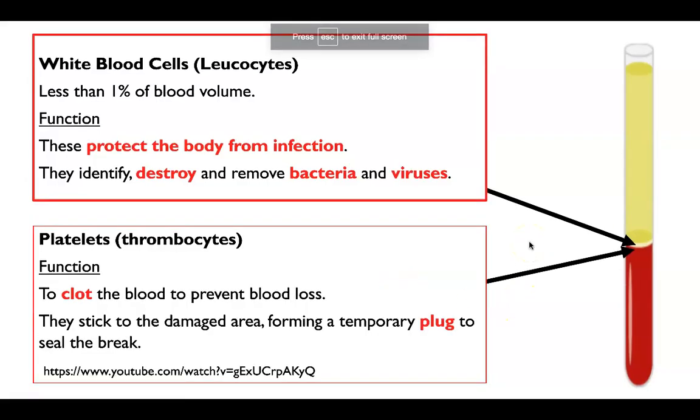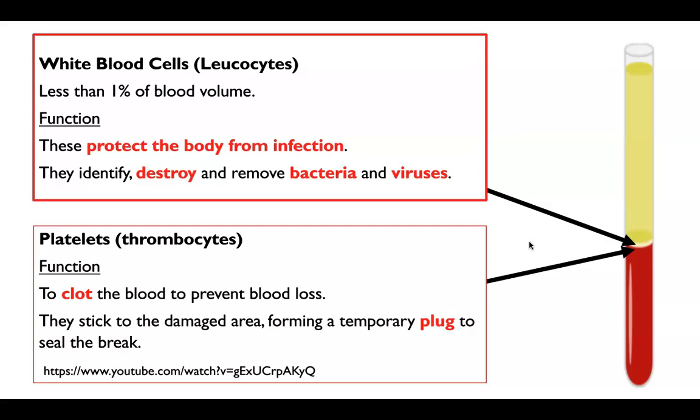So, questions: which blood cells make up less than 1% of blood volume? Don't worry too much about that one. The main one is the function. So which blood cells help to protect the body from infection as well as destroy and remove bacteria and viruses? That would be white blood cells as your answer.